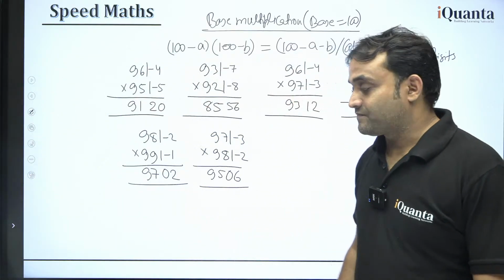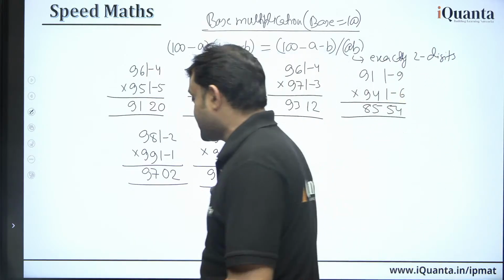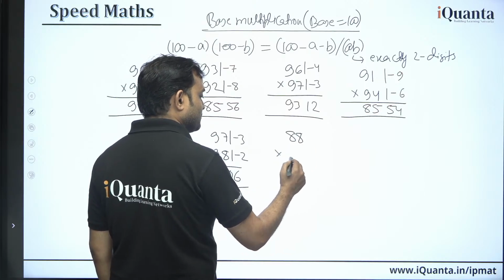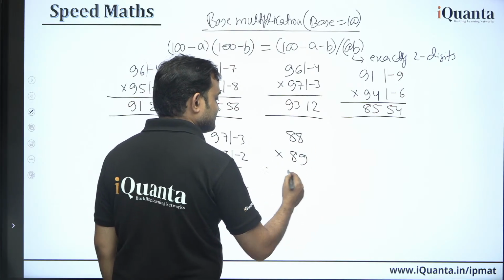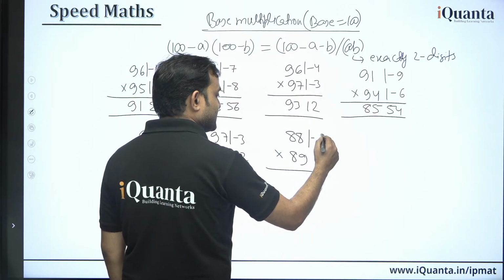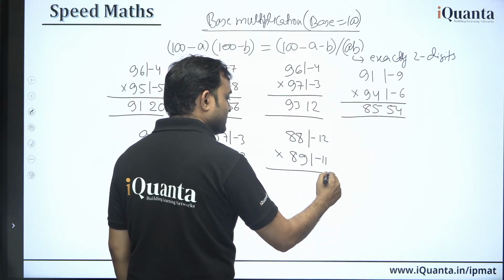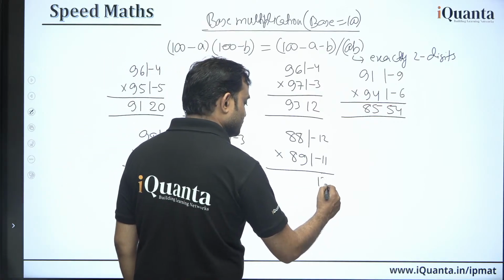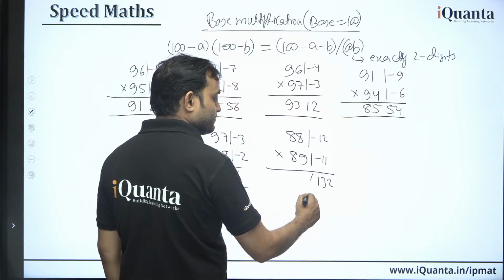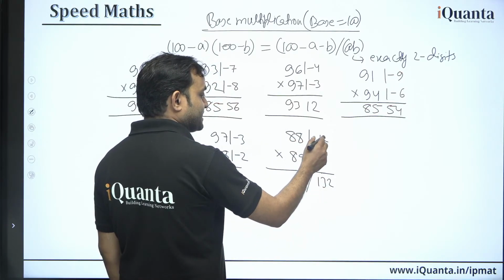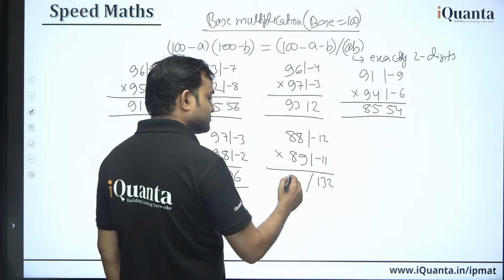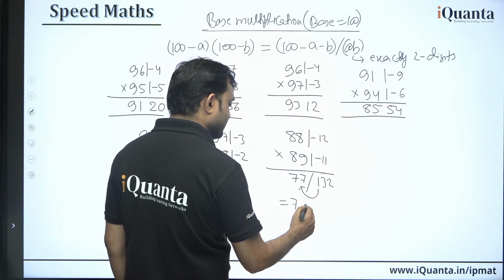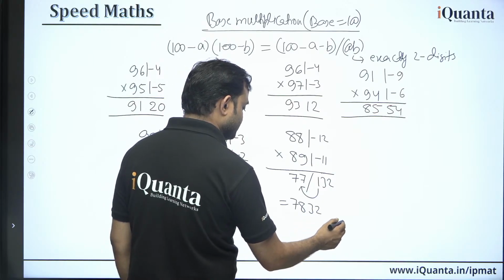Then again, if the product of surplus is a 3-digit number, let's say 88 into 89. In this case the surplus is minus 12. In this case, the surplus is minus 11. Minus 12 into minus 11 is 132, which is a 3-digit number. Then 88 minus 11, this will be 77. Now take this 1 on the left side, this will become 7832.